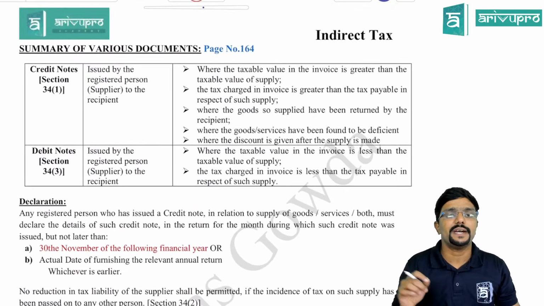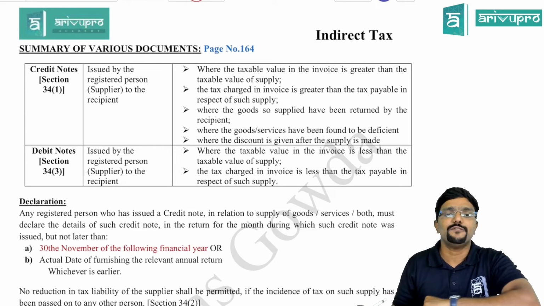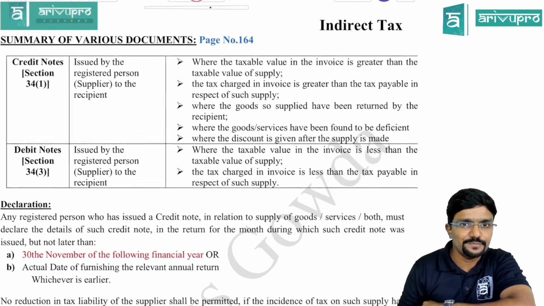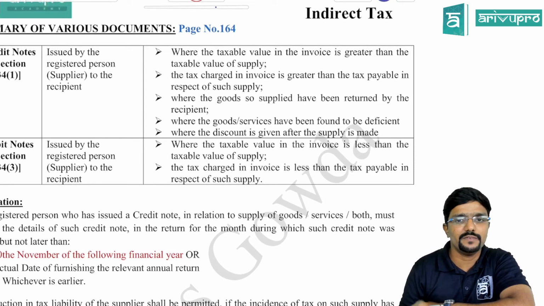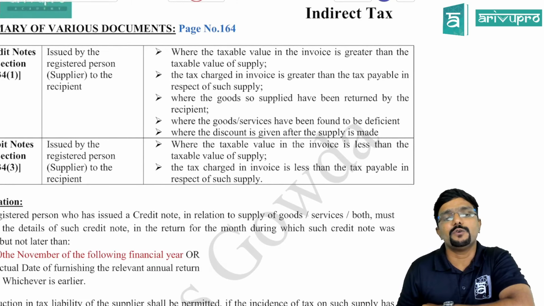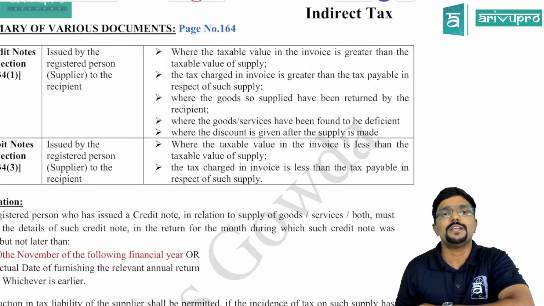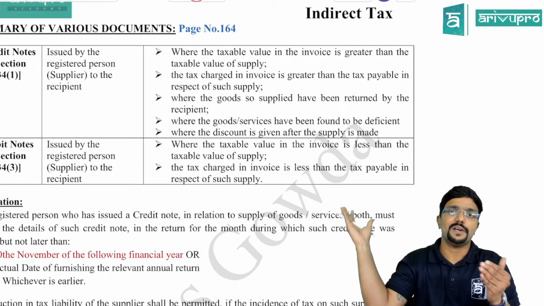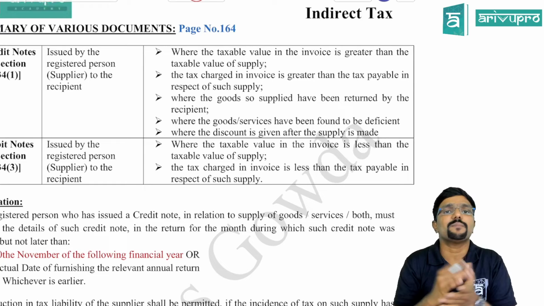Then coming to credit note, page number 164. You know when a credit note will be issued. In the following situation, we'll just go through it. When the credit note will be issued, where the taxable value in the invoice is greater than the taxable value of supply. Means you have charged more in your invoice, whereas actually the value of supply is less.